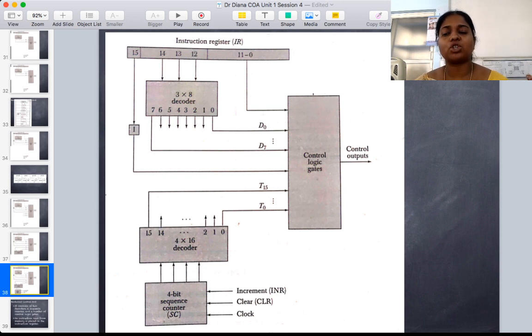With this, I will stop for today's session. We will look into how exactly this control logic gate system is designed in the next few sessions.